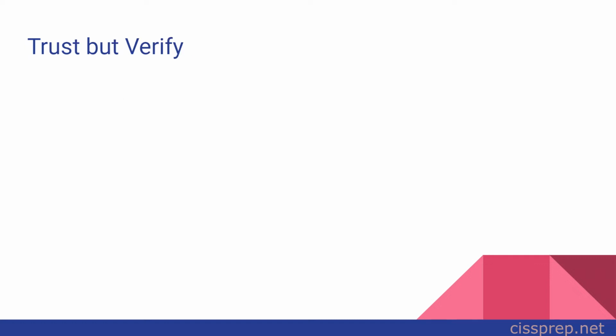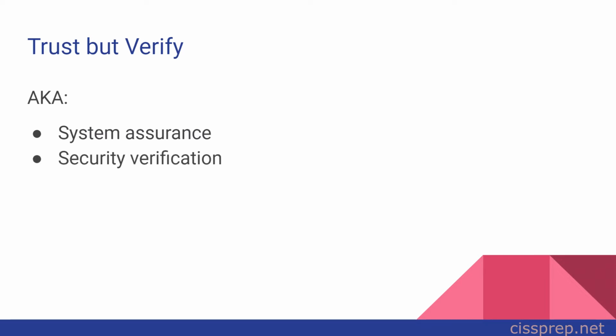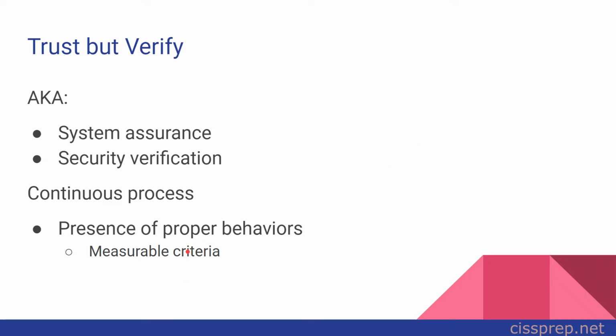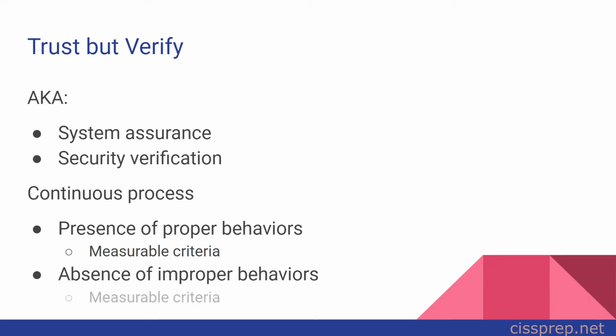Trust but Verify has two additional names to be aware of, as these could pop up in your exam: System Assurance and Security Verification. What this boils down to is a process of looking at and looking for the presence of proper behaviors against some type of measurable criteria. The same would be said for the absence of improper behaviors. And one of the keys here, again, is measurable criteria. An example would be to monitor the CPU usage of our servers to make sure they're within a certain percentage. Another might be to monitor config files to make sure that there aren't any changes made.